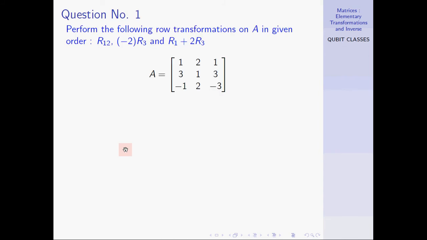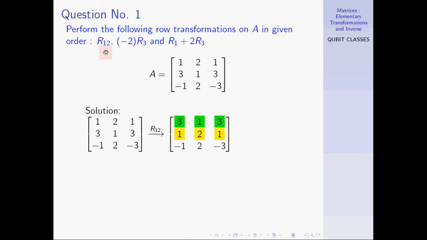So the first question is, perform the following row transformations on matrix A in the given order. The first transformation is R12. Then, having done R12, we will do -2 into R3. And having performed these operations in the given order, we will perform the third operation, which is R1 plus 2R3. And this is matrix A. The first row is 1 2 1, the second row is 3 1 3, and the third row is -1, 2 and -3.